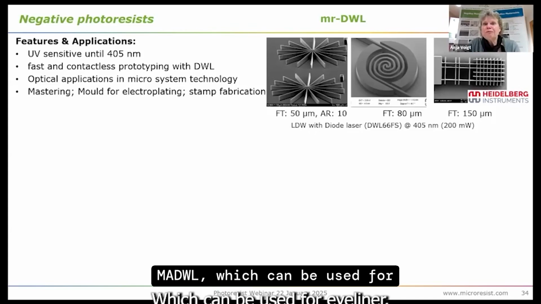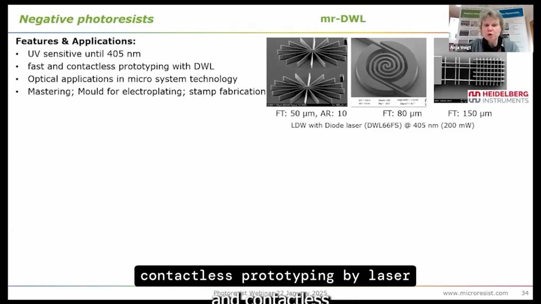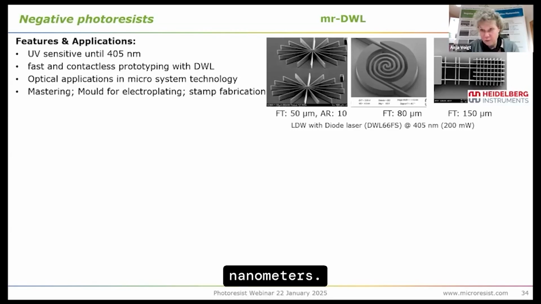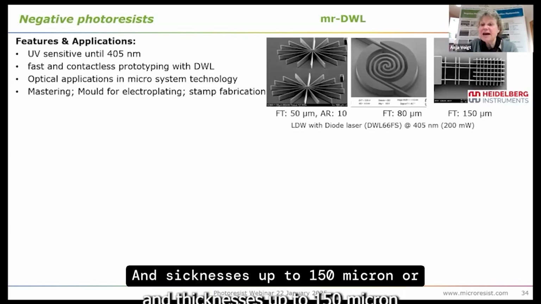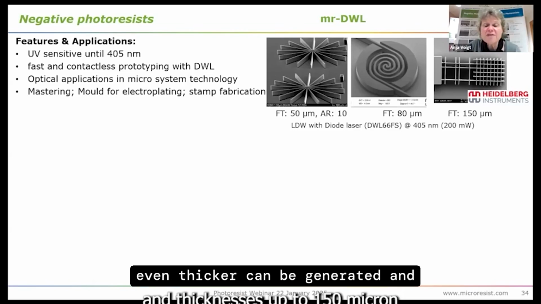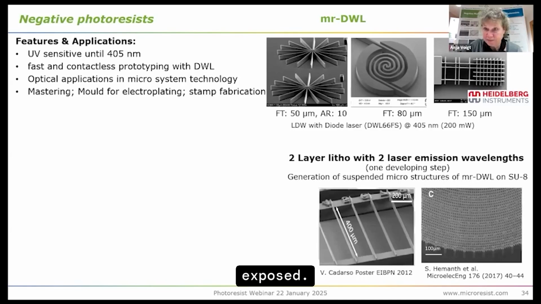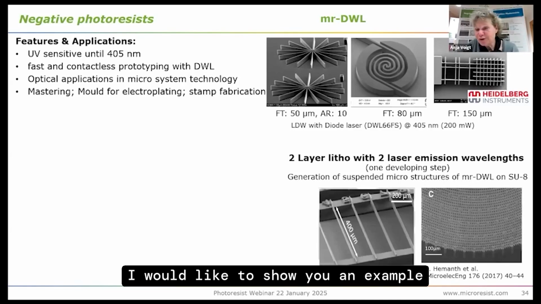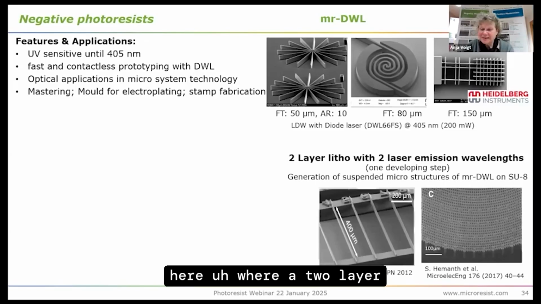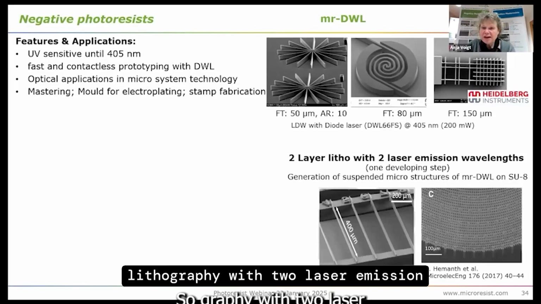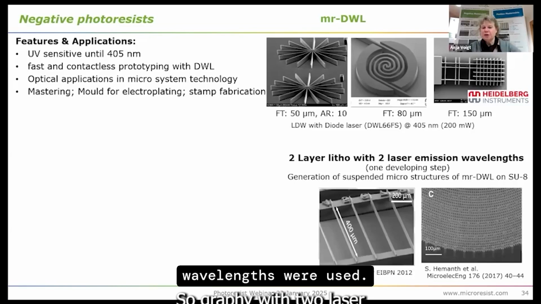which can be used for i-line, but is mainly used for fast and contactless prototyping by laser direct writing at 405 nanometers. Thicknesses up to 150 micron, or even thicker, can be generated and exposed. I would like to show you an example here, where a two-layer lithography with two laser emission wavelengths was used.